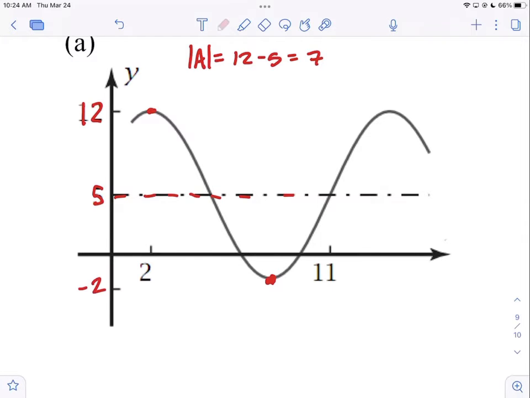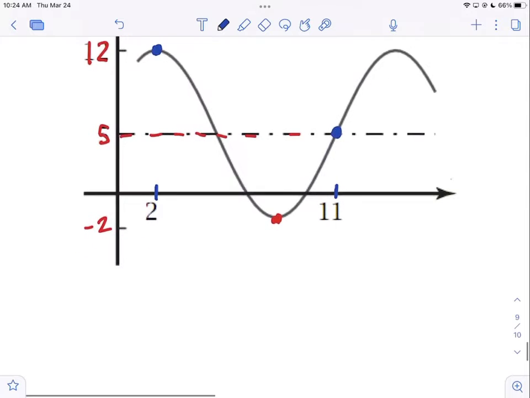I do have some work to do on the horizontal axis. I have a critical value at 2. That's good. And I have a critical value at 11. But that doesn't tell me much, right? It tells you plenty, exactly. So here's what I want to know. How far is it, first of all, from 2 to 11? What's 11 minus 2? Right minus left. Yeah, it's 9 units. Is that the period?